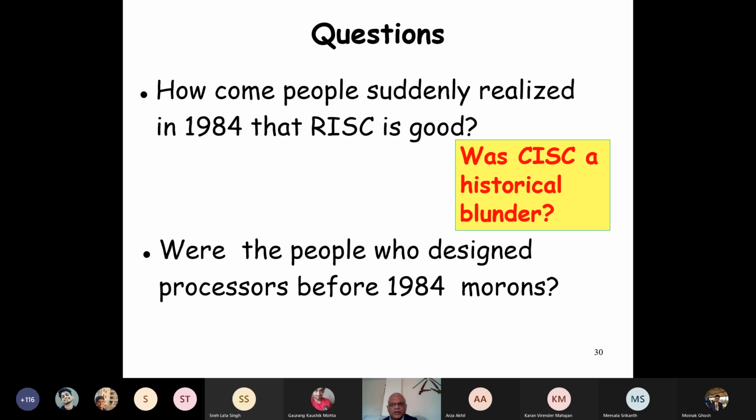But then how come in 1 year, 1984, suddenly they said that what you have been doing till now is bad and RISC is good? Is it that those who designed processors before 1984 were all morons, idiots who didn't know how to design a processor? They designed the CISC processor. Or is it that CISC is a historical blunder?